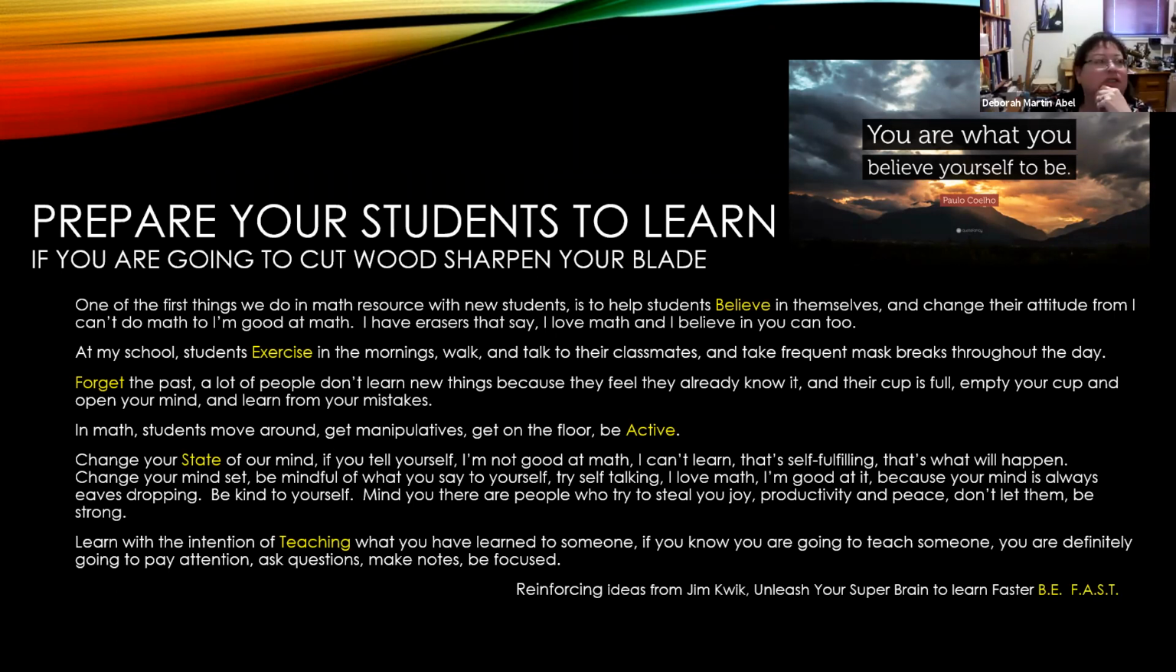What you want to do is you want your kids to believe in themselves. Because usually when we get students, they've already had prior things happen in their life that give them a sort of bad view of math. And so you need to prepare your students to learn math. If you're going to cut wood, you sharpen your blade, whatever you're using, like a saw or axe or whatever. So that's what we're doing.